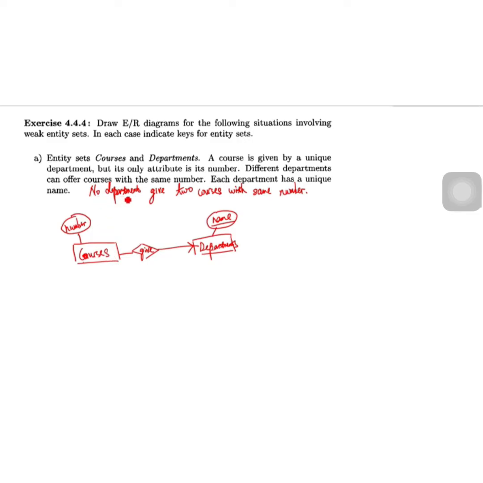Because no department gives two courses with the same number, number and department name will identify a course. So courses will use the name of the department as part of its key. So courses is a weak entity set. It will use the primary key of department. So the key of courses is number and department name.